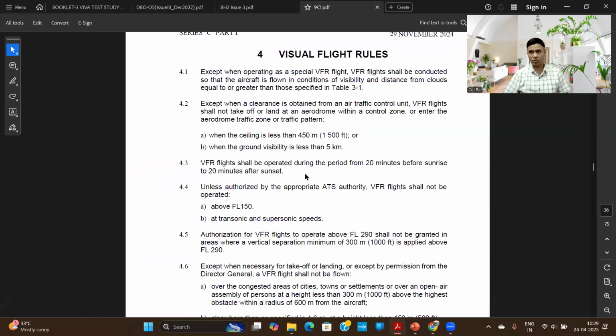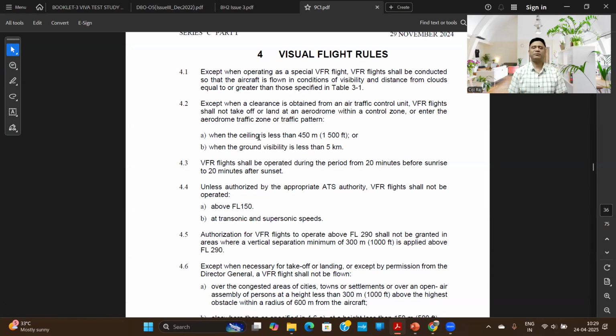Now, when you are flying VFR or special VFR, how high can you fly? Can you fly a flight plan at 16,000 feet? No. Can you fly at 15,000 feet if the conditions are VFR? Yes. So VFR flight shall not be operated above flight level 150, cannot go transonic or supersonic, and visibility has to be 5 kilometers, and ceiling has to be, in this case, 1500 feet. That is for the control zone they have laid down, for the airport as such.